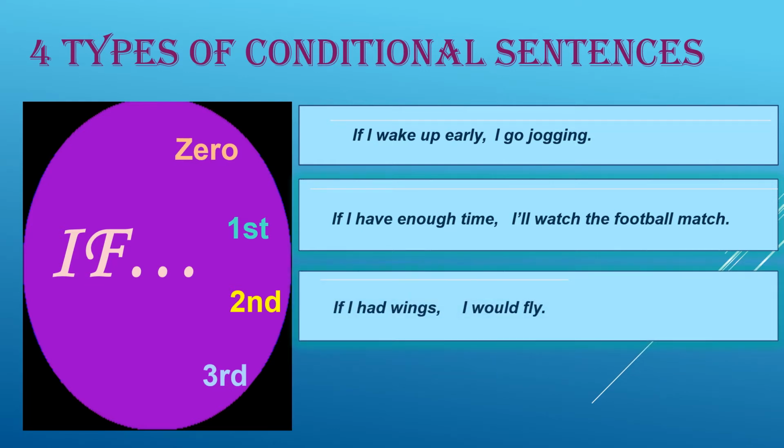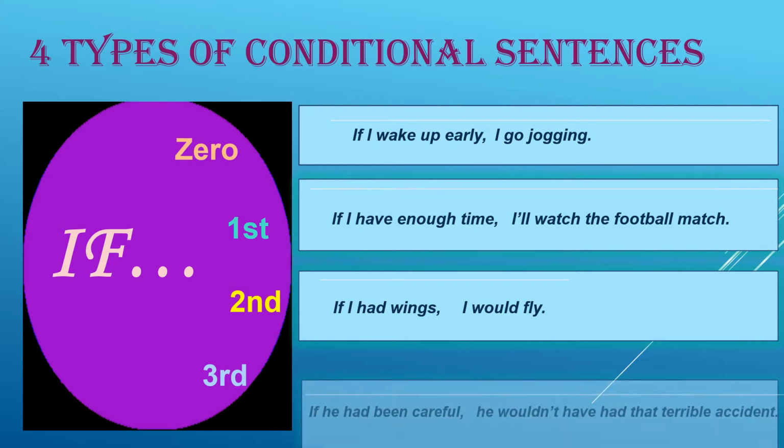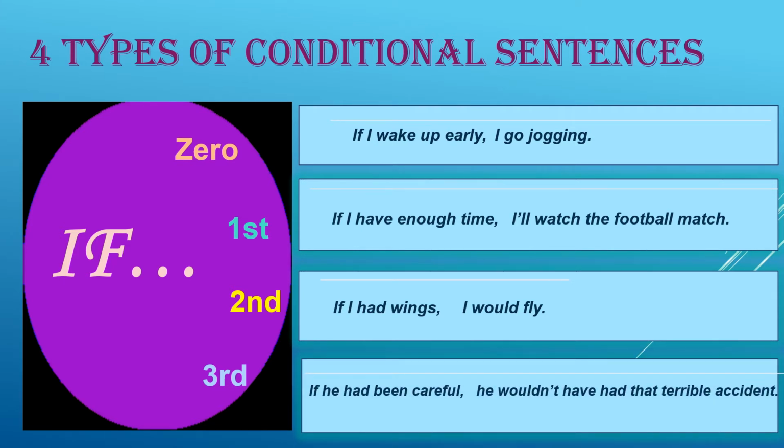Next, you see, if I had wings, I would fly. In this case, the if clause is in the past tense. And in the last example, if he had been careful, he wouldn't have had that terrible accident. In this case, the subordinate clause is in the past perfect tense. So let's go in detail.